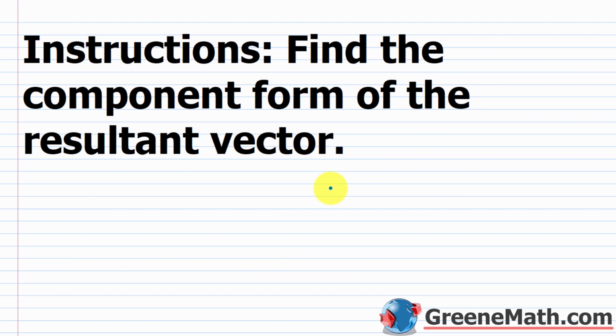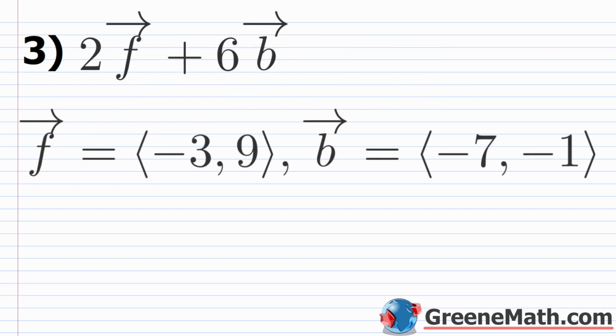All right, for the next few problems, we're going to change the instructions up. Now we're going to find the component form of the resultant vector. For problem 3, we have 2 multiplied by the vector f plus 6 multiplied by the vector b. So you have your vector f given in component form. You have a horizontal component of -3, a vertical component of 9. You have your vector b, which is also given in component form. You have a horizontal component of -7 and a vertical component of -1.